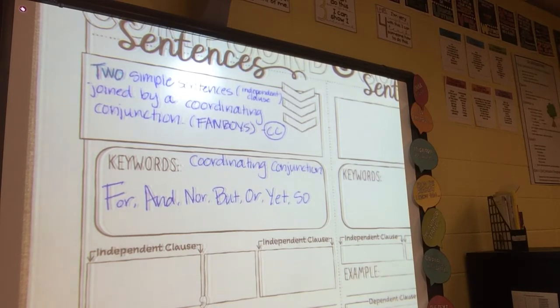No small word up there. Independent clause. Oh no, I don't have it. I need you to write it. You gotta write it down.